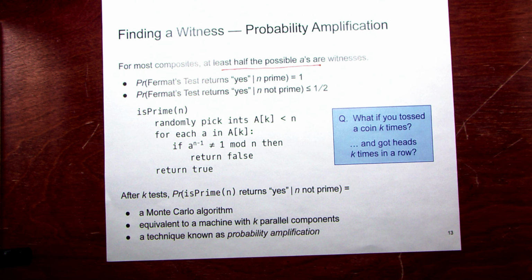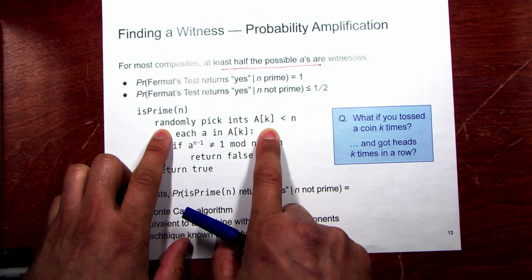The reason I want to deal with a half is because coins work in halves. Imagine you toss a coin and it comes up heads. Well, heads is inconclusive. We toss it again, it comes up heads, and again, heads. After how many heads do you start believing it's a two-headed coin? You flip it k times. So what if you tossed a coin k times in a row and got heads k times in a row? That's exactly what this routine does. You randomly pick some integers less than n and do a Fermat test.